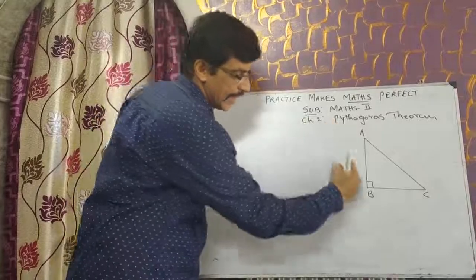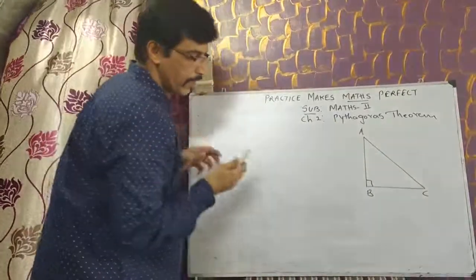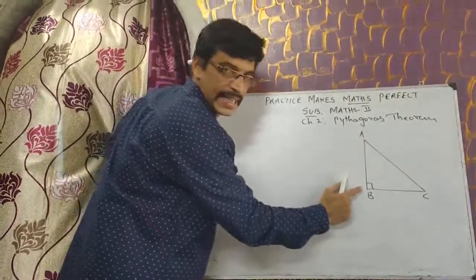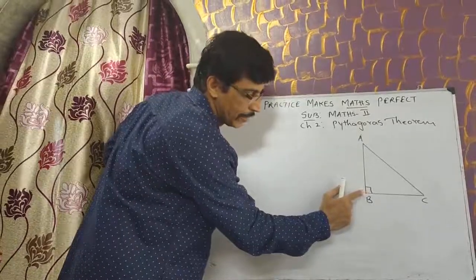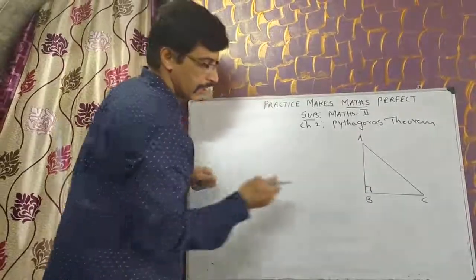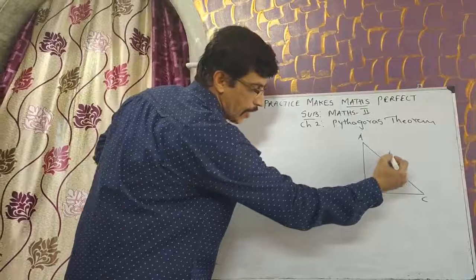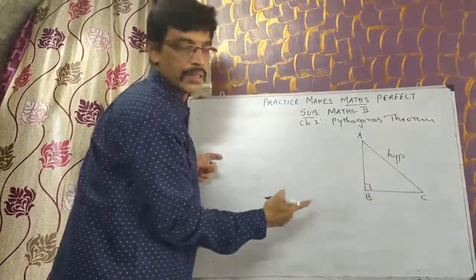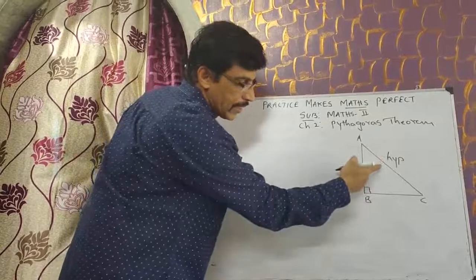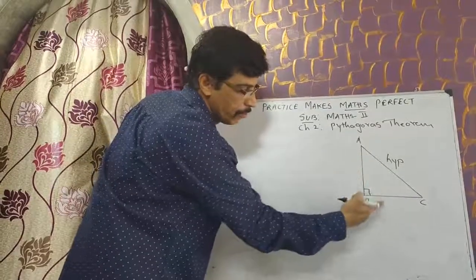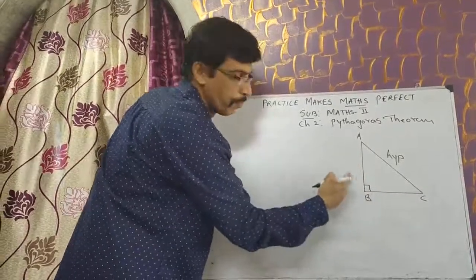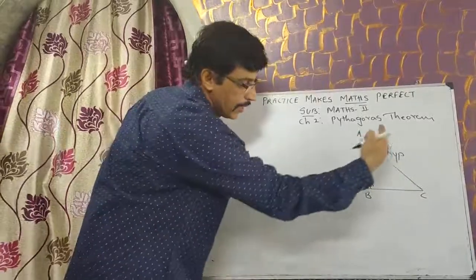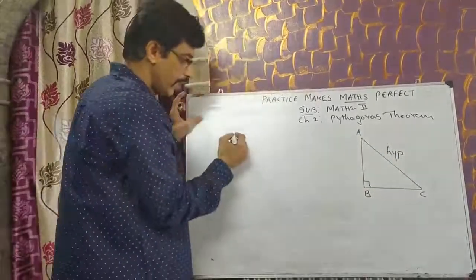This is a right angle triangle. First of all, this ABC is 90 degree. Side opposite to 90 degree is your hypotenuse. Always you have to keep in mind, side opposite to 90 degree is the hypotenuse, and these are the two perpendicular sides. So Pythagoras theorem will come across in this right angle triangle. All of you know very well.